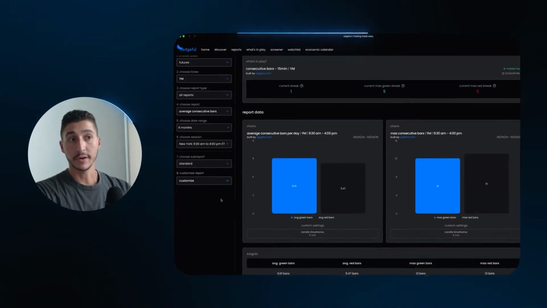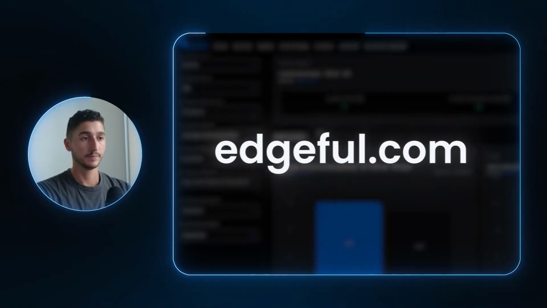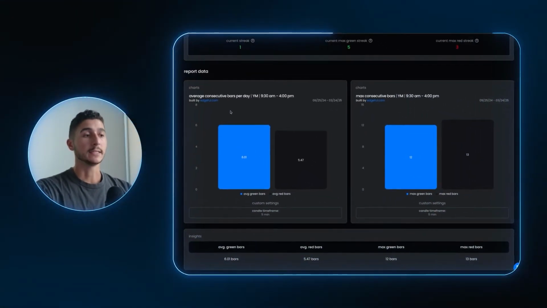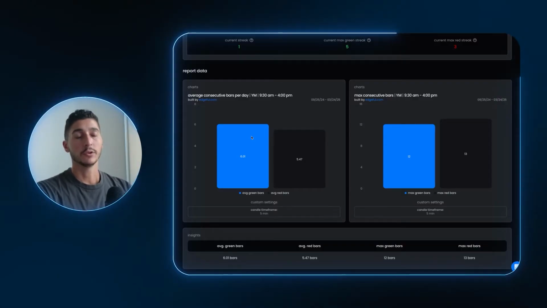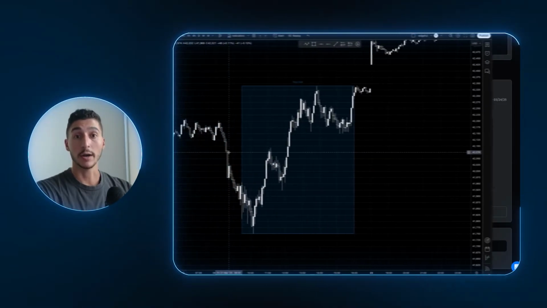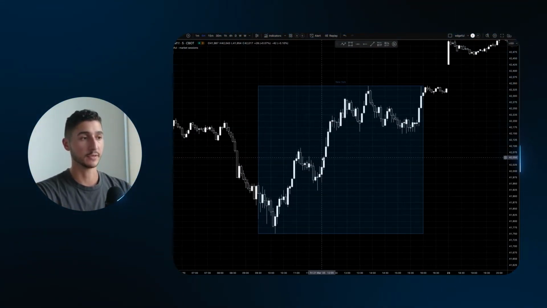This is everything you need to know about the consecutive bars report on edgeful.com. So, really important to note, starting out, is that this report looks at and takes the average of the maximum streak on any given day. Let me explain exactly what this means, the maximum bar streak specifically.